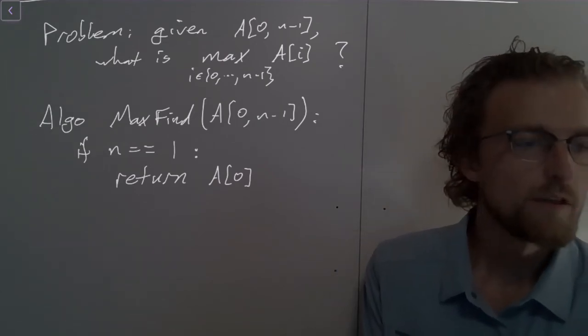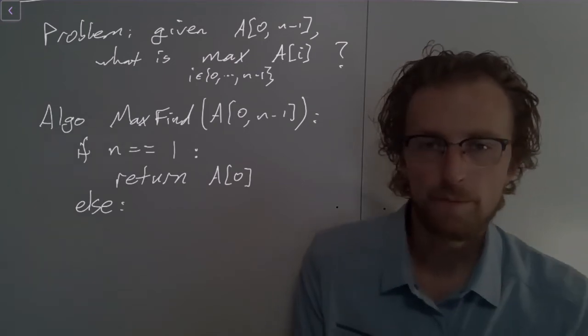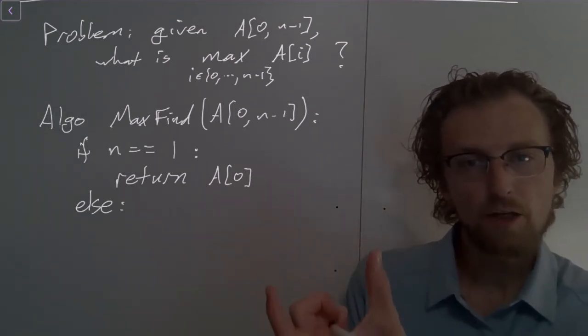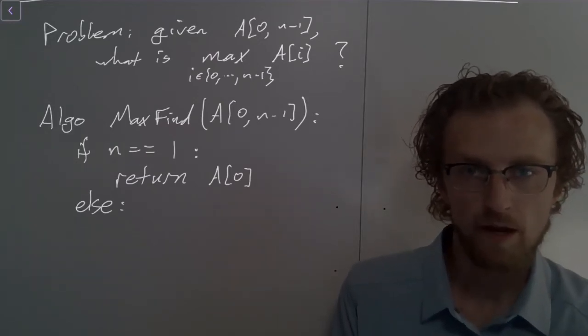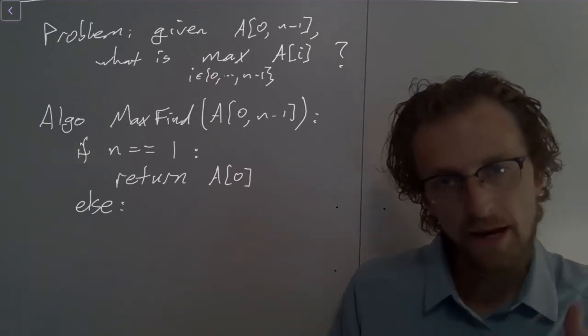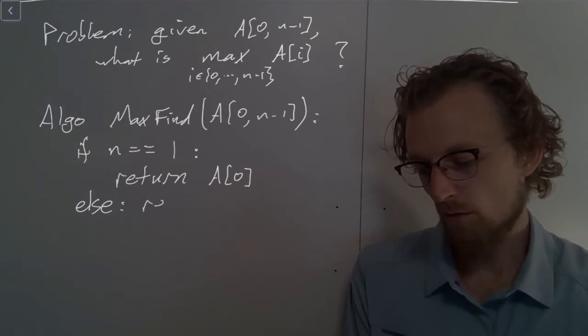Fair enough. Otherwise, we'll do the following. We'll look at the left half of the array, and then we'll look at the right half of the array, and we'll return the larger of the maximum of the left half and the right half. So otherwise, we'll return the following.